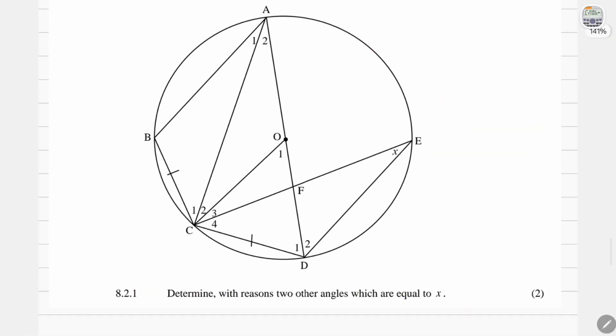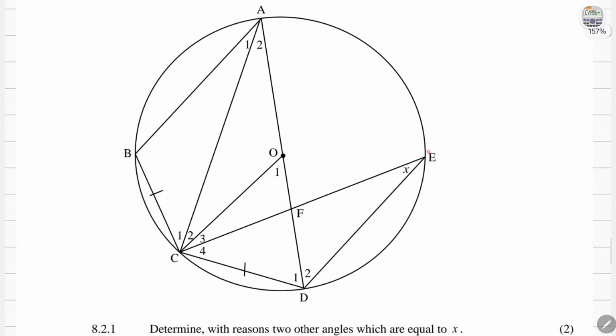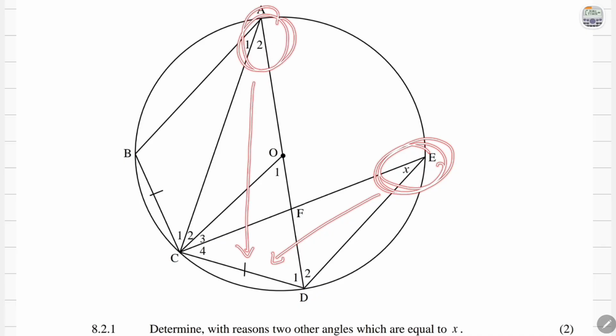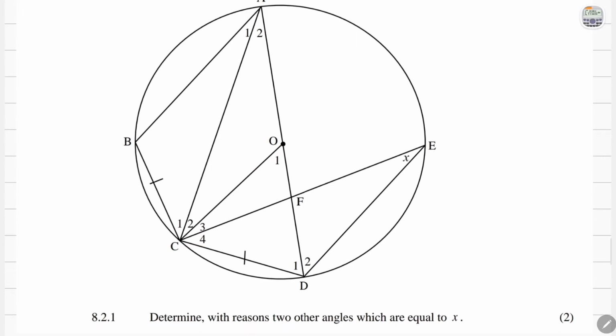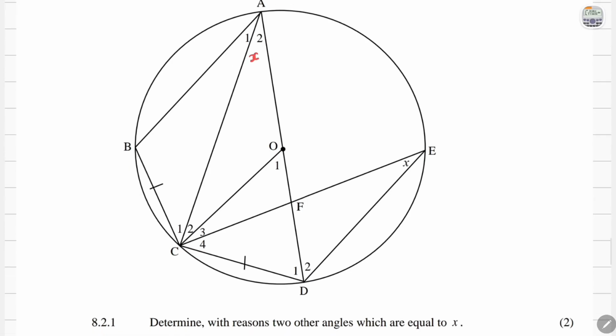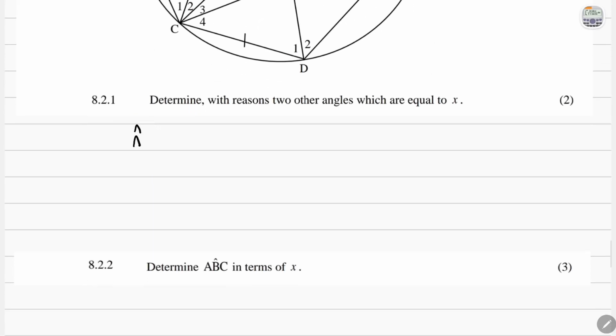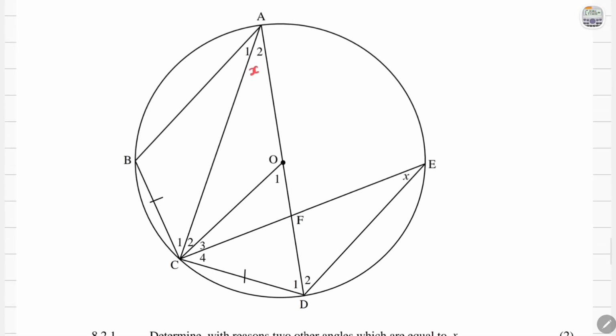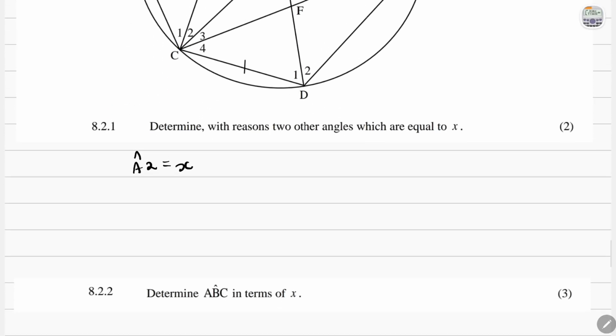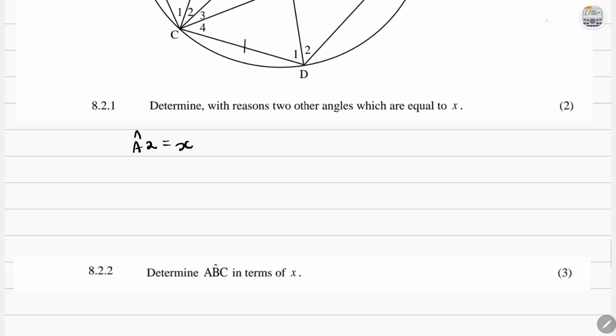So looking at this diagram, remember that x is at the circumference and it's supported by this chord CD. Do you see that we have another angle at the circumference also supported by this chord? And this is angle A2. It's also supported by CD. So they would be equal. So we can go ahead and tell them, okay, this is x. So angle A2 is equal to x because these are angles in the same segment. Okay, they're supported by the same chord and they lie at the circumference.